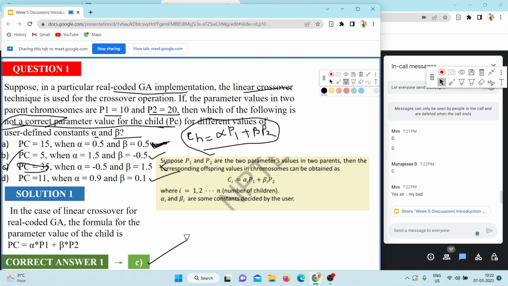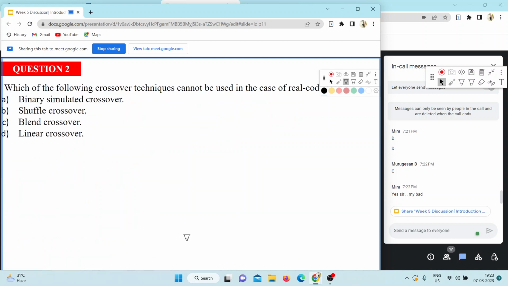Okay, let's move to the next question. Which of the following crossover techniques cannot be used in case of real coded GA? A is binary simulated crossover, B is shuffle crossover, C is blend crossover, and D is linear crossover. So anyone with guesses? Divya is telling B. Murugan is also telling B. Any other guesses apart from B?